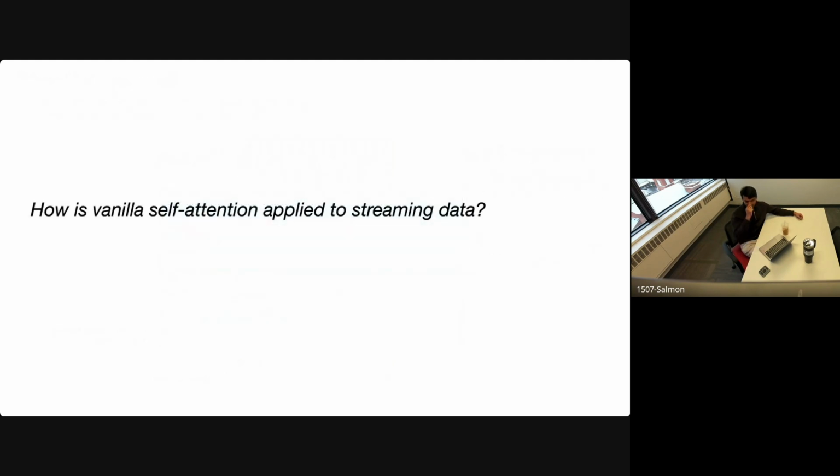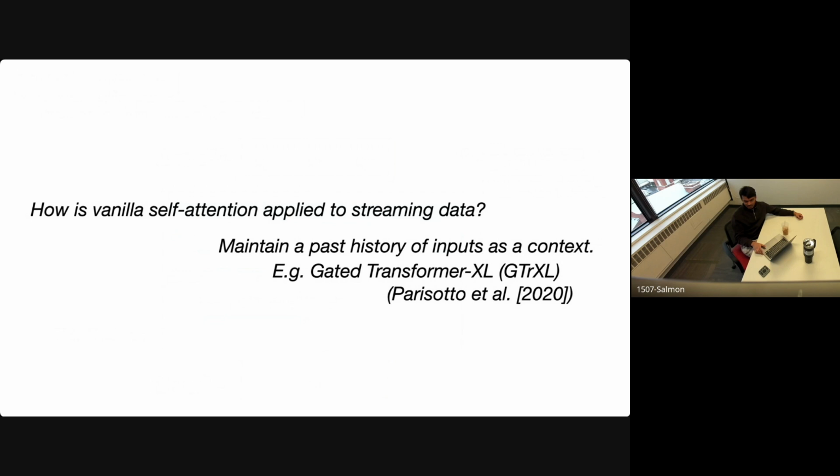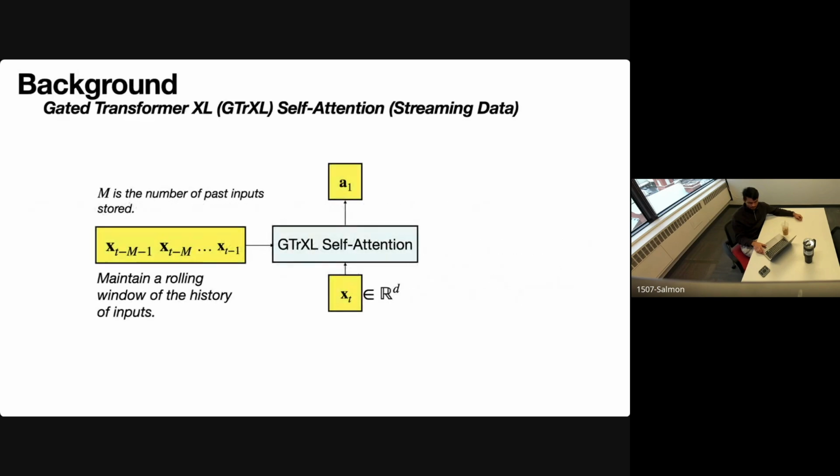So how is self-attention applied to streaming data such as reinforcement learning? The previous work which has done this is called the Gated Transformer XL paper, which was a paper by Google. The idea was very simple: you maintain the past history of inputs as the context of input to the self-attention layer. Instead of having the entire input sequence, if we are applying self-attention in a sequential fashion, we maintain a rolling window of the history of the past inputs. Let's say M is a hyperparameter that controls the number of inputs that we are storing.